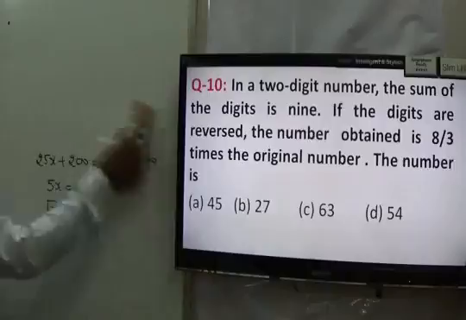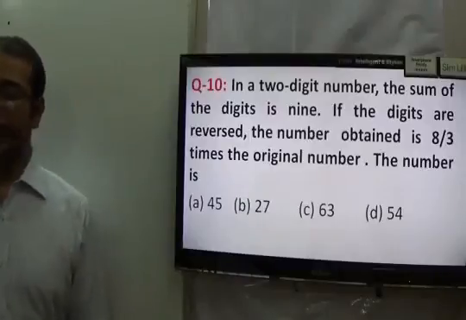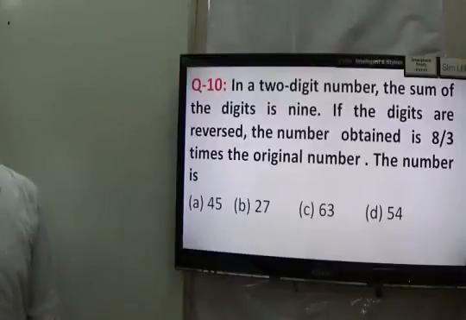Then you have statement number 10. What does this talk about? It says that in a 2-digit number, the sum of the digits is 9, and if the digits are reversed, the number obtained is 8 by 3 of the original. It's better to go with the options. Sum is 9 everywhere, right?